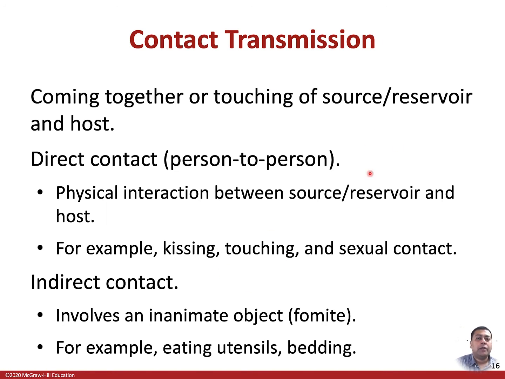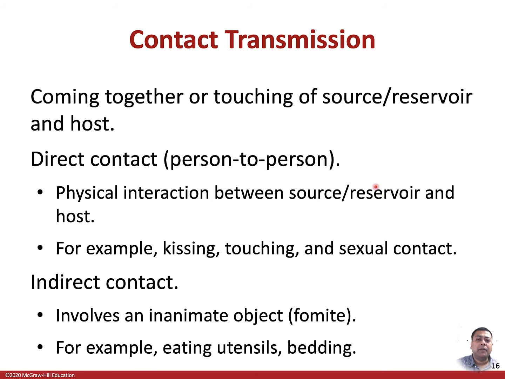Next, we are talking about contact transmission, which is coming together or touching of the source, reservoir, and host. Direct contact is person to person, a physical interaction between the source and the reservoir. We talked about kissing, touching, sexual contact, even shaking hands. These are all direct contacts. On the other hand, indirect contact involves an inanimate object or fomite, for example touching a doorknob, eating utensils, bedding, or a faucet.